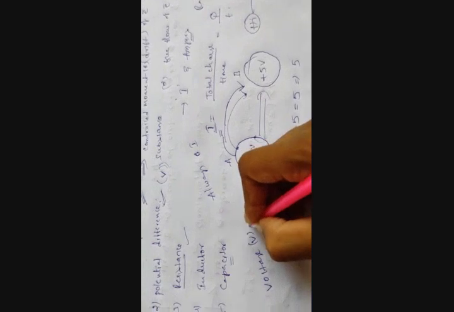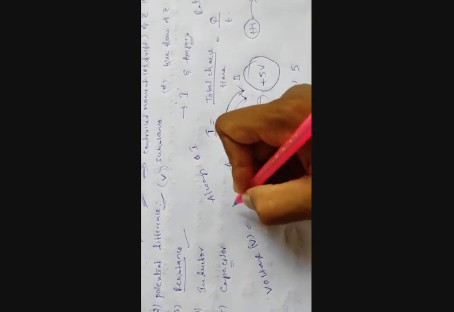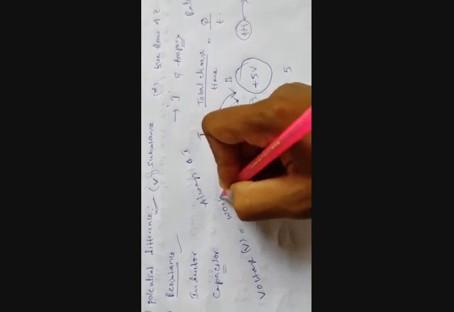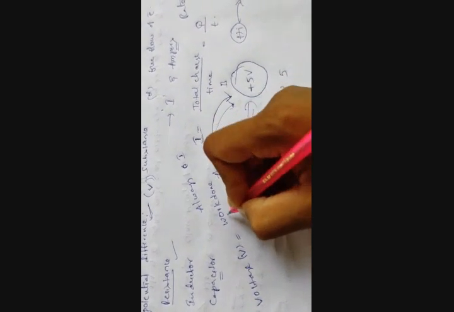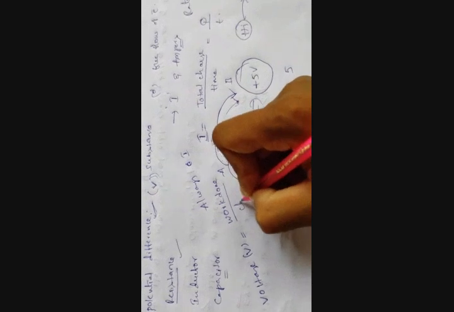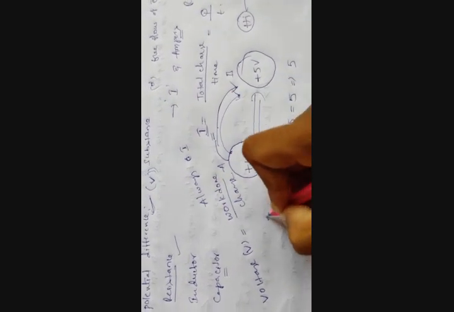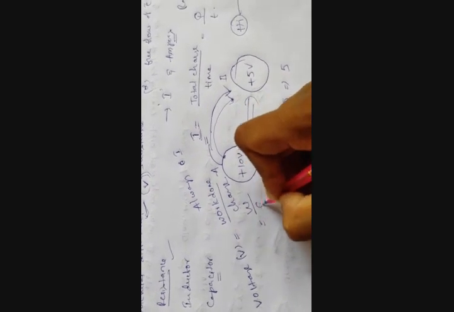As discussed previously, potential difference is also known as voltage. Voltage V equals work done per unit charge, that is work done W by charge Q. This is also known as voltage.